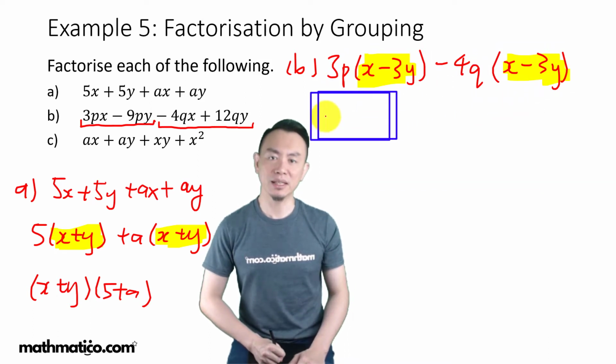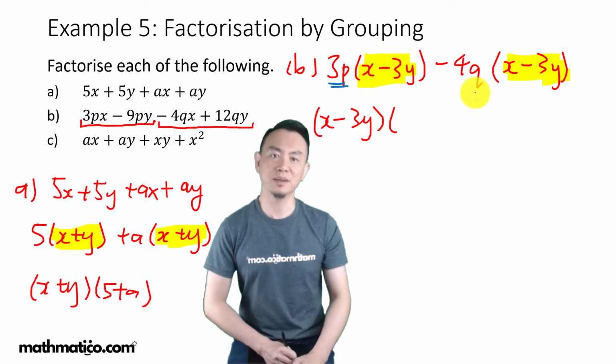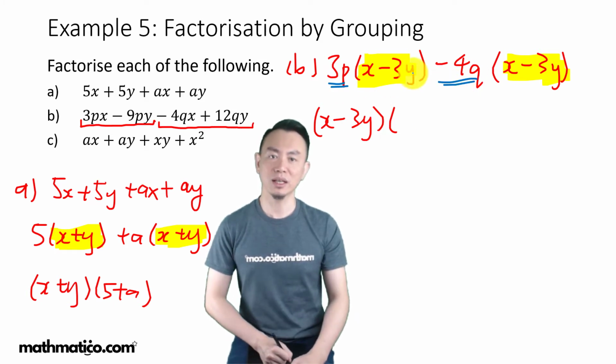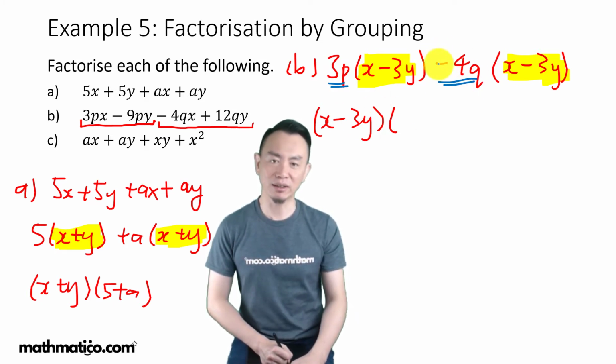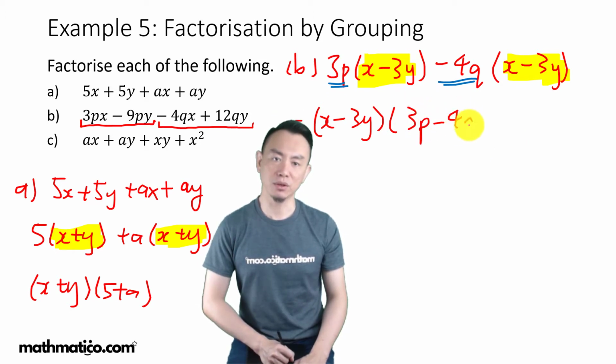So now you can factorize it again. You have x minus 3y, bracket 3p minus 4q. This is important here. You have to factor out the negative sign, because if you don't, then you will not have a new common factor, and then you won't be able to proceed to the next step. So this is 3p minus 4q.